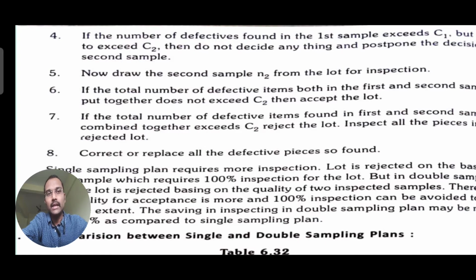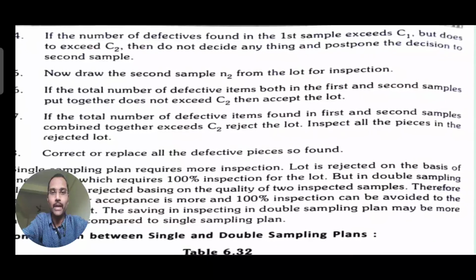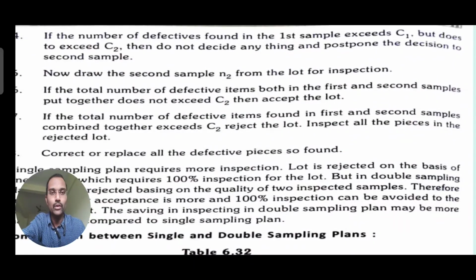Another case: if the total number of defective items found in the first and second samples combined, for example, if in the first sample you got 1 and in the second sample you found 2, so the combination of these two, 3 items, are defective, you have to reject the lot. Why? Because it is crossing the acceptance limit, the C2 value. Instead of 2 items, it is getting more than 2 items, so it is rejected.